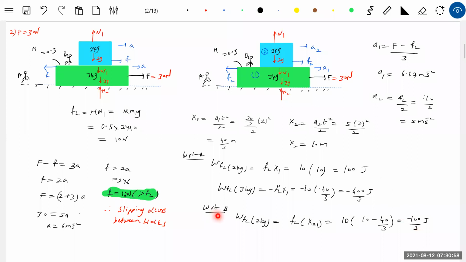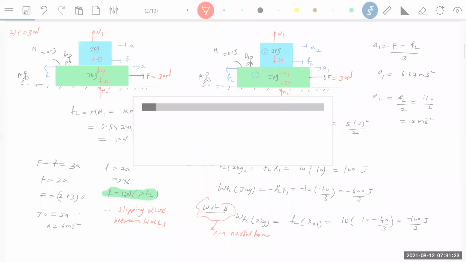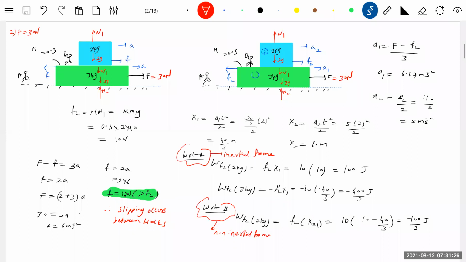So who is person B now? A non-inertial frame. And what about person A? Inertial frame. So therefore work done will be different in different frames of reference, whether slipping is there or not. Make observation. Whenever they ask you work done, what is the question we have to ask ourselves? From where you are making observation.